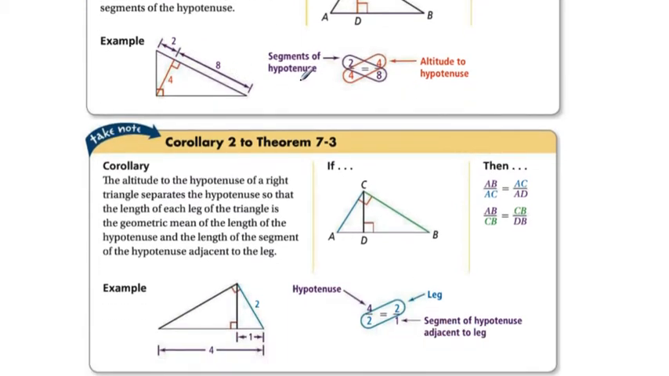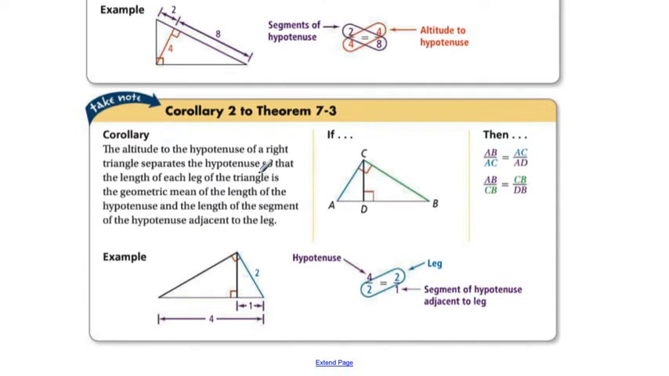They give you an example down here. So 4, right here is the geometric mean. So you say 2 is to 4 as 4 is to 8. Okay, so that's kind of the pattern, 2 to 4, 4 to 8. So it's kind of handy to be able to use.